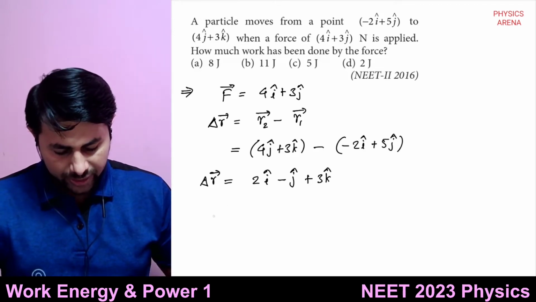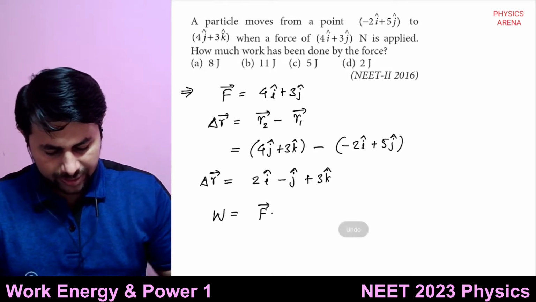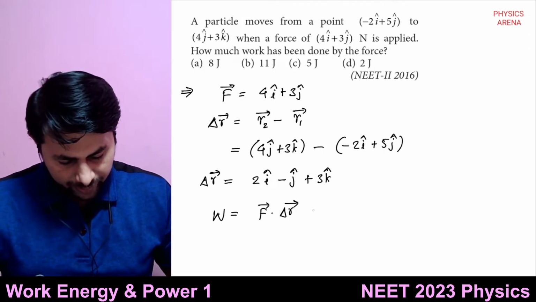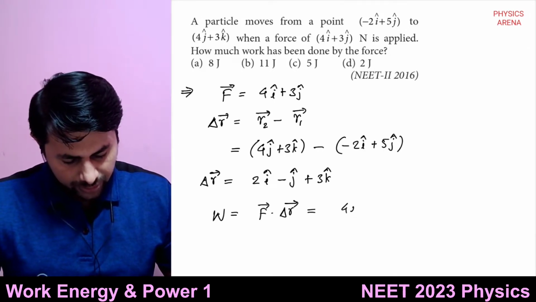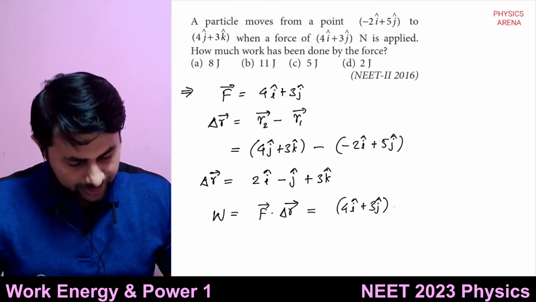So what is work done? It is dot product of force and the displacement, which I am representing by delta r bar. So it's equal to 4 i cap plus 3 j cap. There is no z component in this.